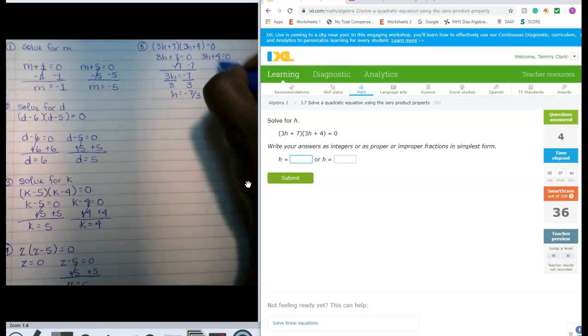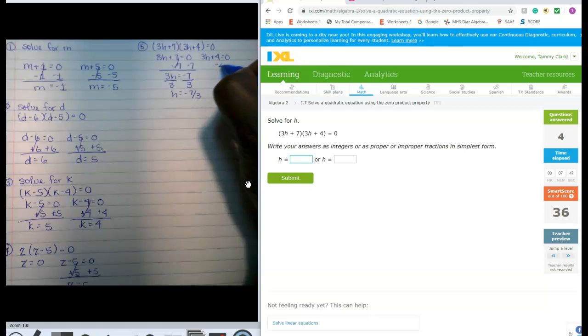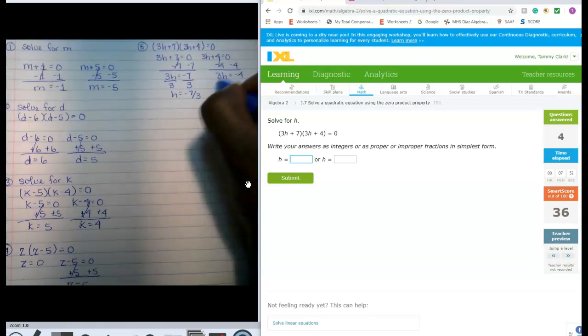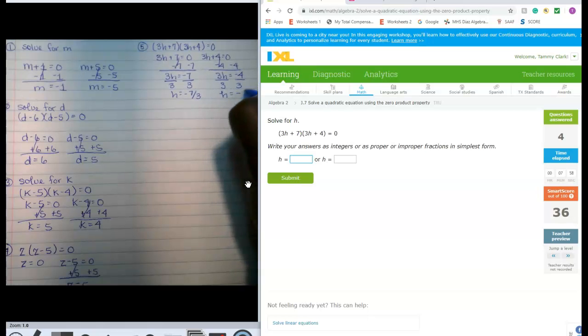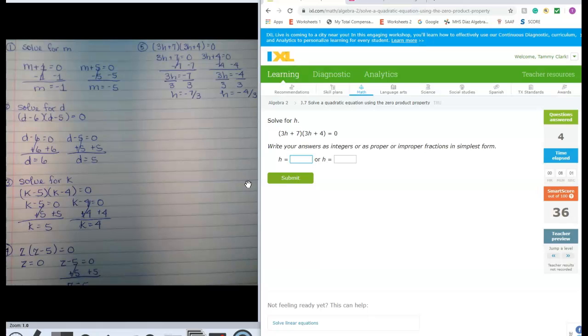And over here, we're going to do exactly the same thing. We're going to eliminate the 4 by subtracting 4 from both sides of the equation. And I've got 3h is equal to negative 4. We don't want 3h, we just want h. So we're going to divide by 3 on both sides of the equation, and that leaves me with h is equal to negative 4/3. And notice it says write your answers as integers. We've done that. Or as proper or improper fractions in simplest form. So you need to make sure that you cannot reduce these fractions anymore, which we can't. So we've got negative 7/3. Oh, almost forgot that negative. And here we've got negative 4/3.